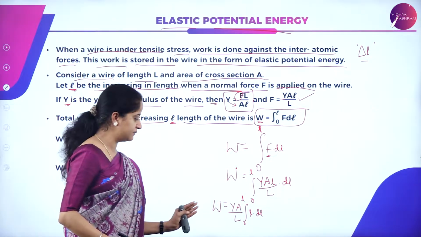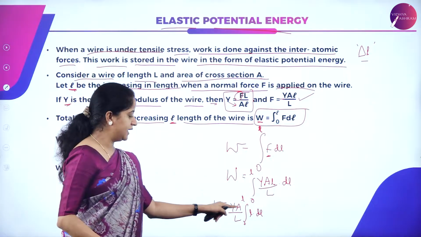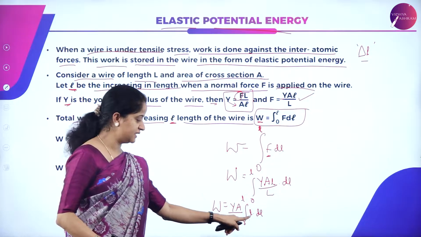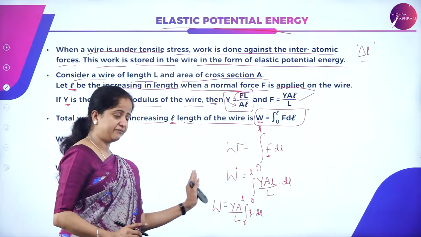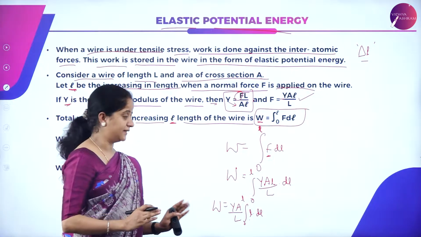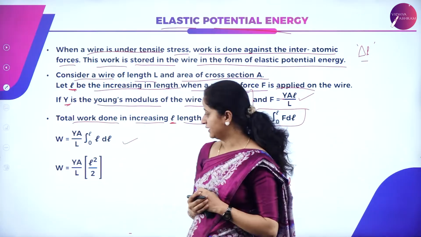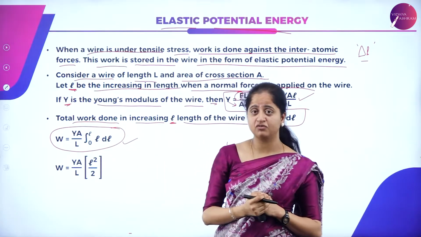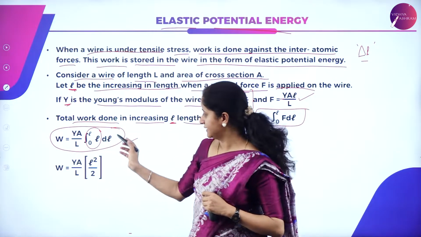So now the expression becomes W, which stands for work done, is equal to YA divided by L, and integral of 0 to L, and change in length can be integrated. So I am writing it inside. The remaining part I have taken outside because those are constants and I cannot integrate them. So L into DL. That is what the expression is written here. So next we have to integrate this. To get the expression for total work done, you have to integrate this. So let us integrate this one.